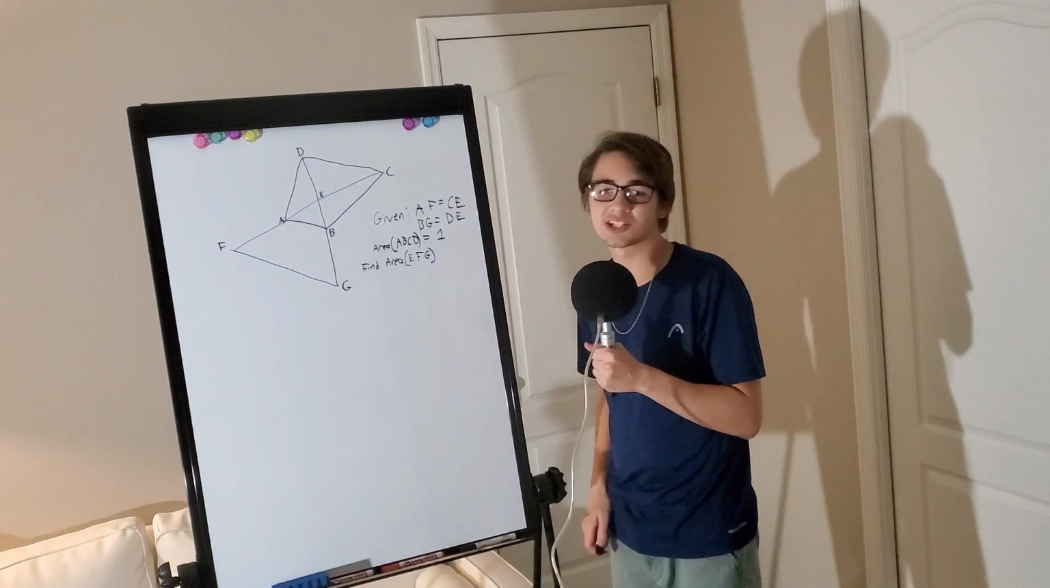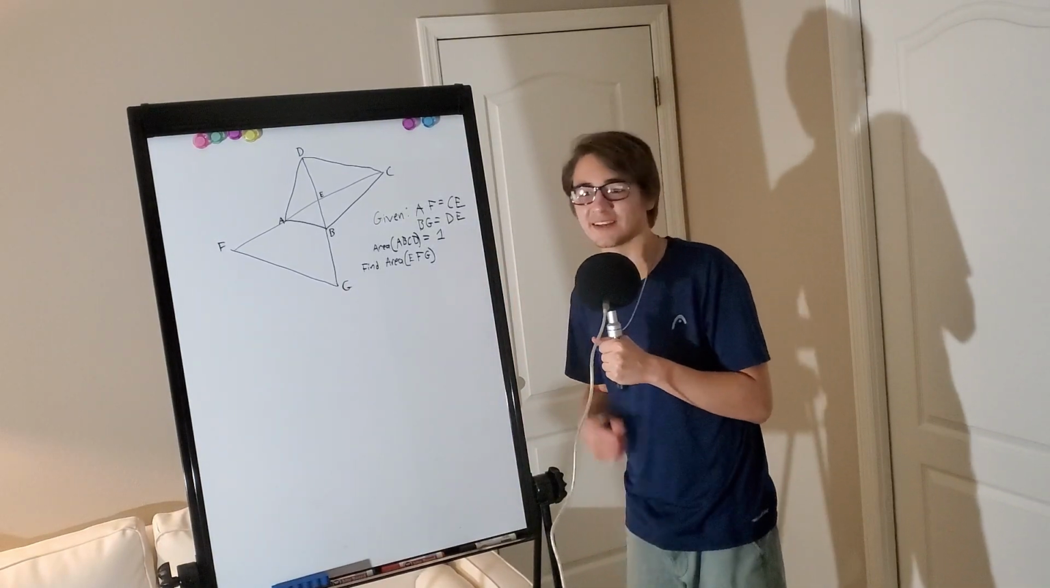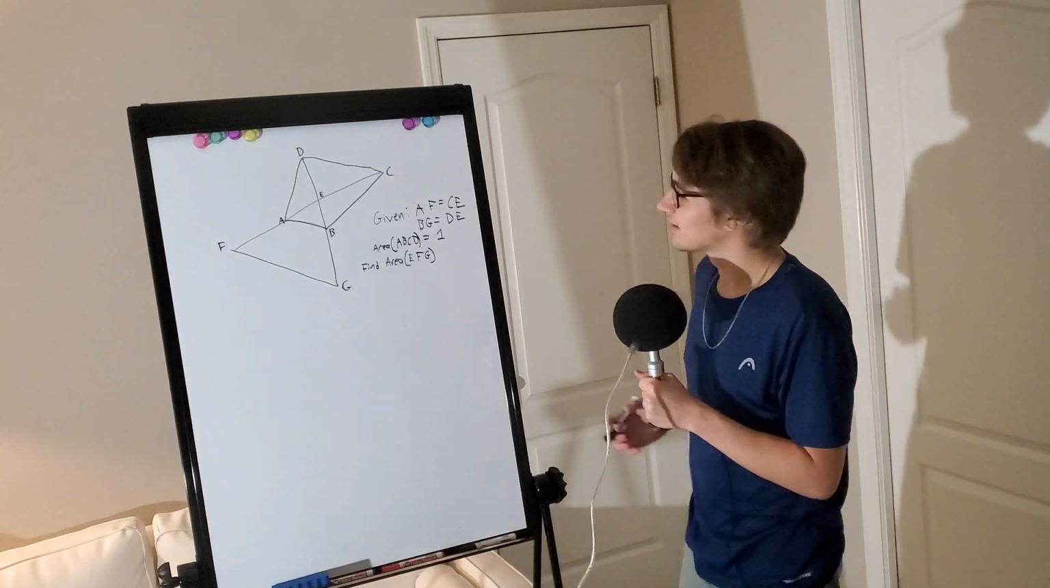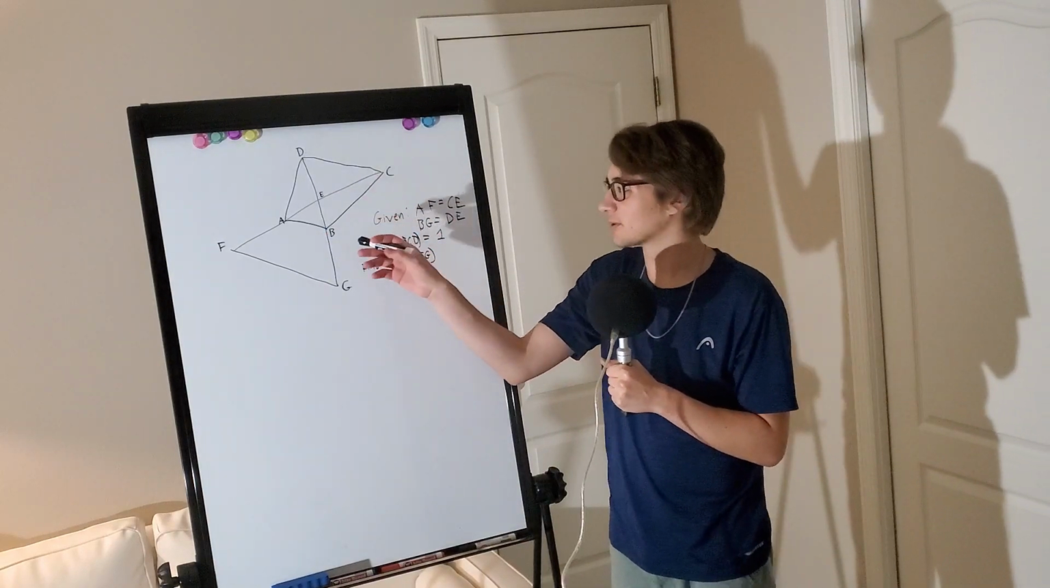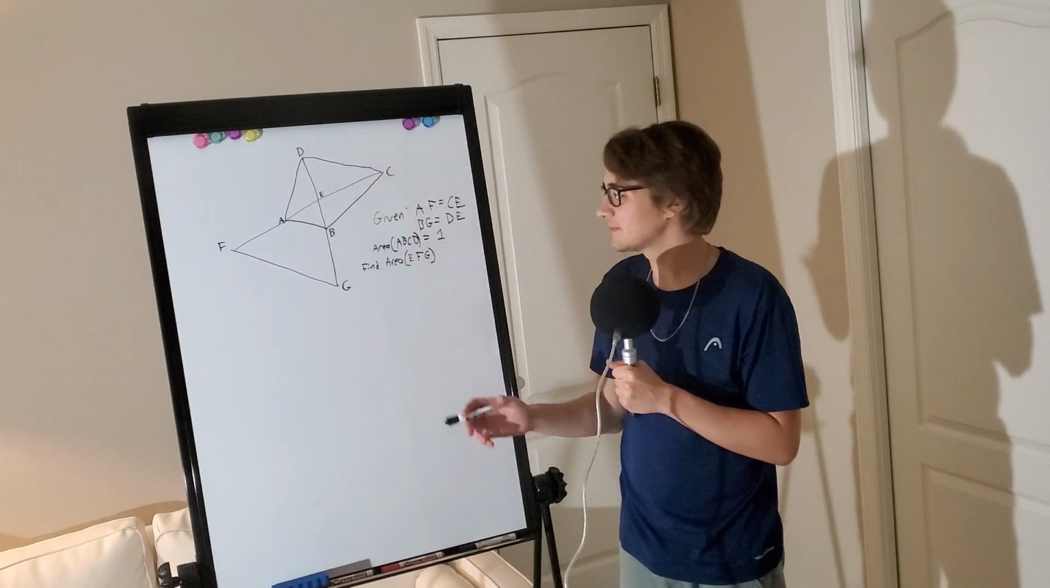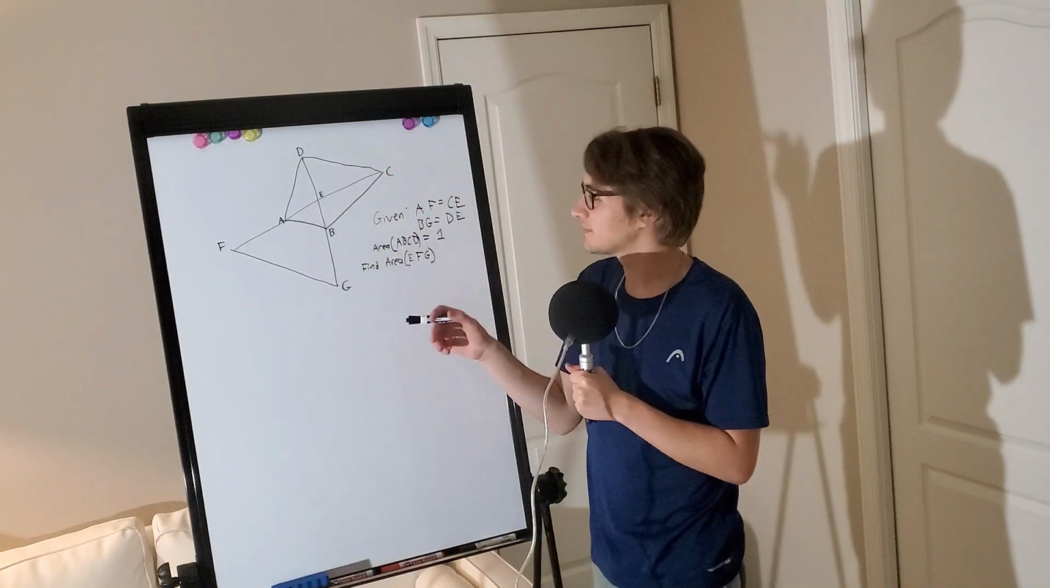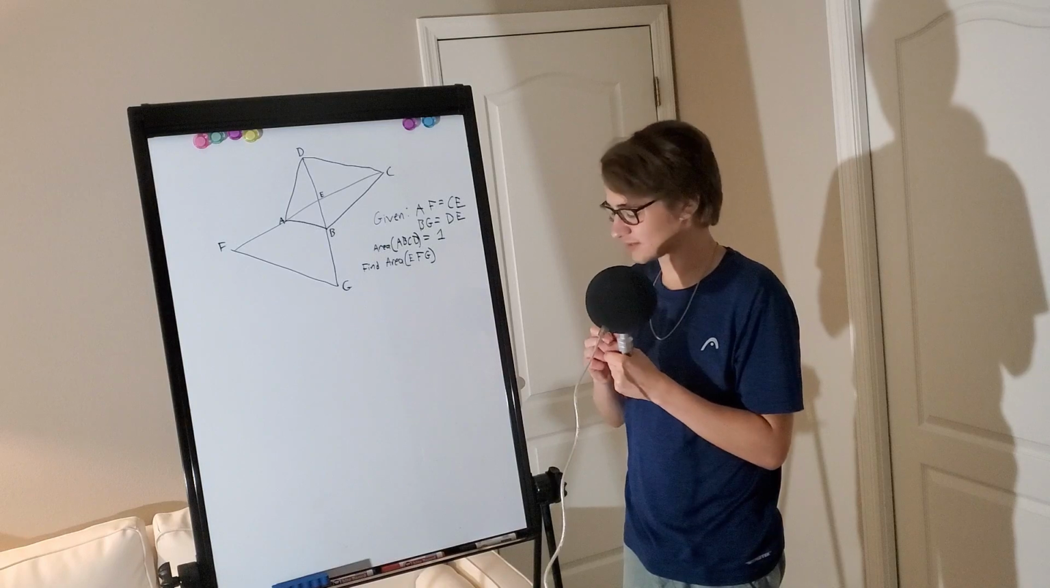I use some notation here, but let me explain in words what's actually going on. Here we have some figure. We have a quadrilateral ABCD. We have a triangle EFG. We're also given the following information.